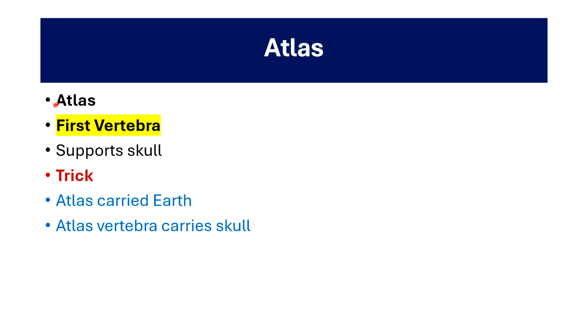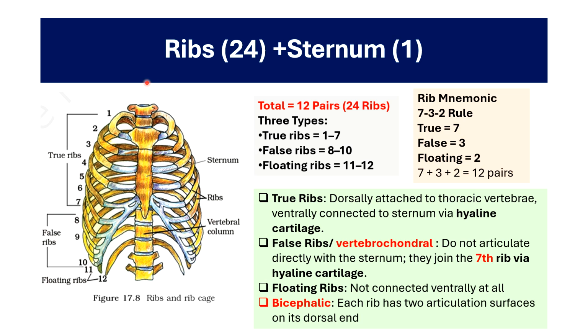There's an important NEET fact. You must remember that the first vertebra is called the atlas, and that is the vertebra which supports the skull. One easy trick to remember: as Atlas carried the earth, the atlas vertebra carries the skull. Easy to remember. Let's now discuss ribs and the sternum.